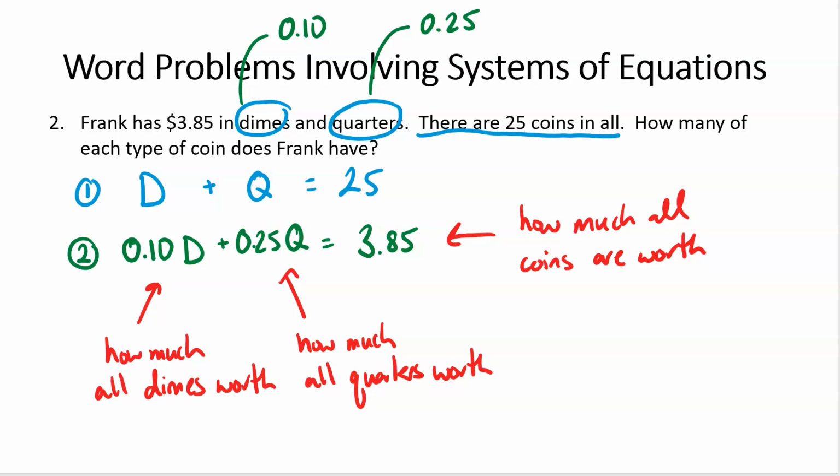So I have two equations, number 1 and number 2, two unknowns, D and Q, and I can use either substitution or elimination to get a solution. I'll leave that for you to do.